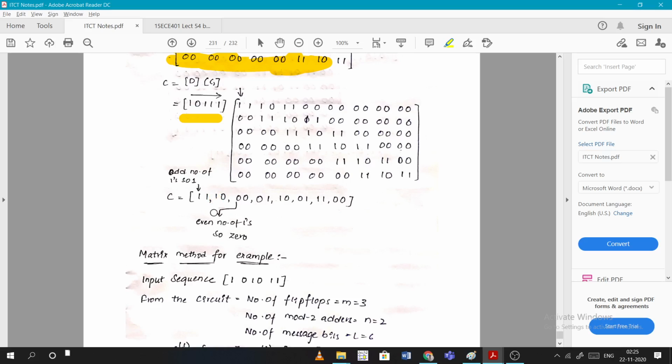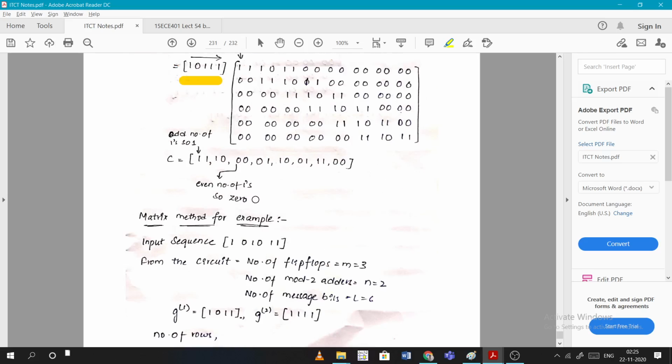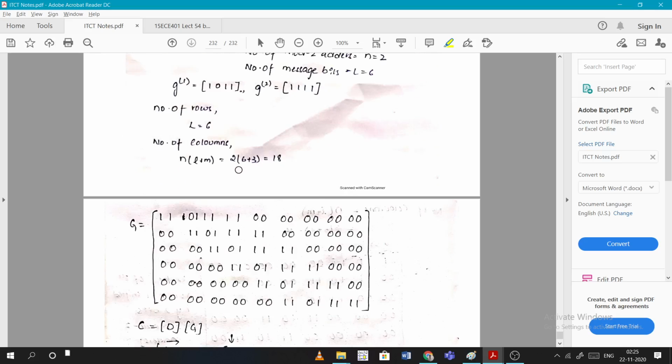Understand, right? Write normal numbers like that. Just writing commas is also fine. Basically we are grouping the two bits, like that. Not writing commas is also fine. So this is how we do the matrix method.